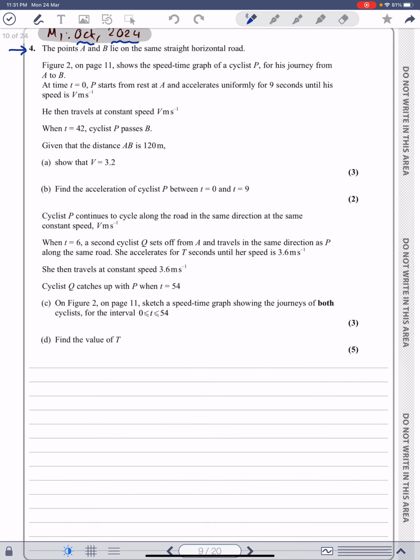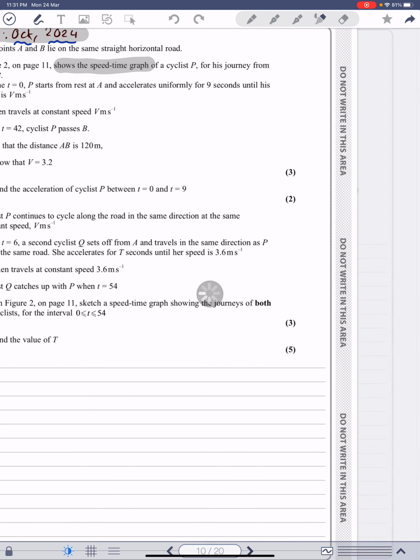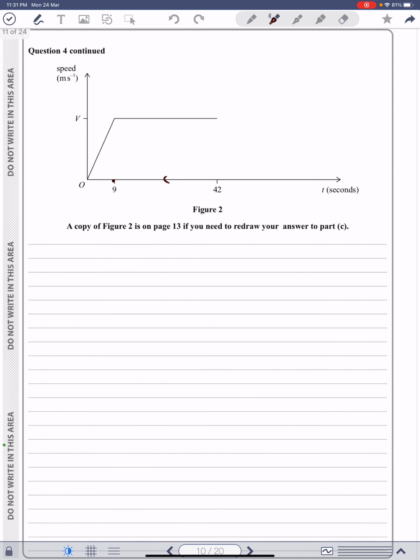And we are finishing the paper M1. Continuing with the paper, we are in question 4 of M1 October 2024, that says the points A and B lie on the same horizontal road. Figure 2, which is drawn here, is a speed time graph of a cyclist for his journey from A to B at time 0 from rest for the first 9 seconds, reaching V meters per second.